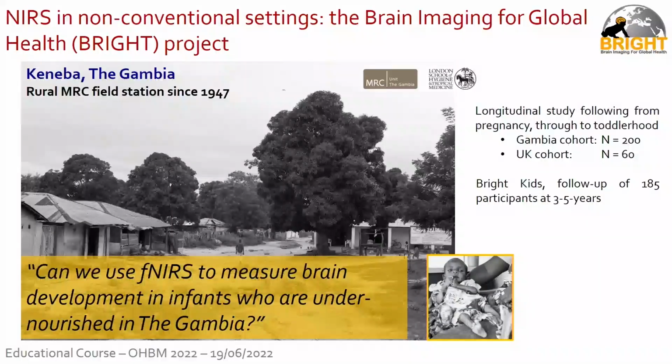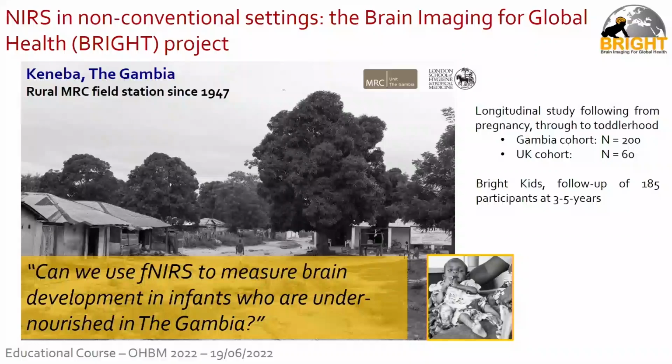I was honored to be part of this project for some years. So the idea behind the BRIGHT project was raised by some nutritional studies that were running in the Gambia, where they saw that the infant's head wasn't growing enough compared to WHO standards in the first few years of life in the Gambian infant. So the idea was, okay, if their head is not growing, then what's happening to their brain, right? So my PIs have been able to bring fNIRS and other methods over there to see how the brain develops in undernourished infants in the Gambia.